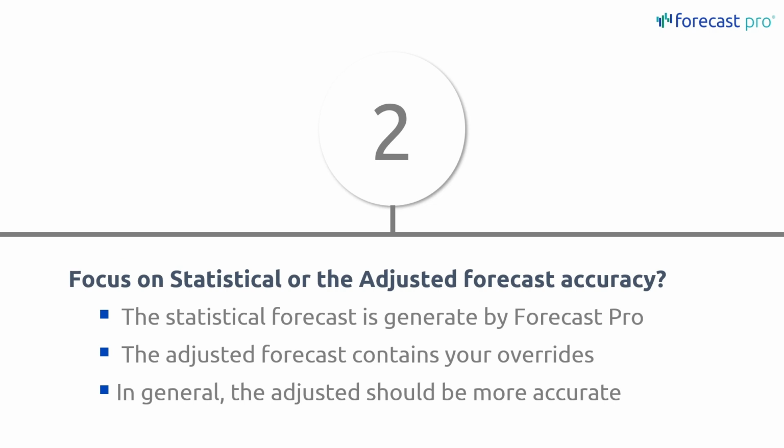The next important decision is, are you going to look at the statistical or the adjusted forecast accuracy? The statistical forecasts are what Forecast Pro produces, whereas the adjusted numbers contain any of the overrides that you have made on top of that. Now, in general, you would hope that your adjusted numbers are better. You understand your products, you understand your customers, you understand your markets. And the whole reason you are making these overrides is to make the forecast better. And in general, this is what will happen. But in a lot of the reports we will see today, we'll compare both the statistical versus the adjusted to see if our overrides did in fact improve forecast accuracy.